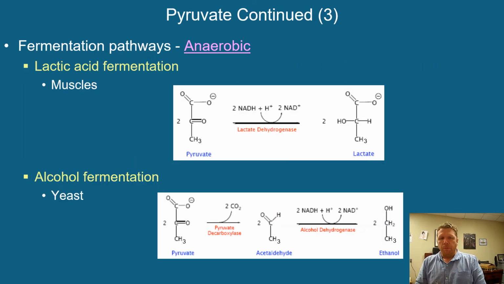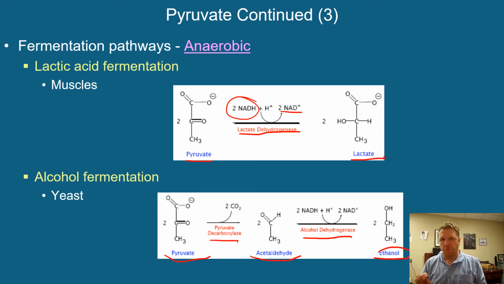Our homolactic fermentation is done in the muscles. This is done by an enzyme known as lactate dehydrogenase, where we're going to take pyruvate and NADH to produce NAD+ and lactate. Our alcoholic fermentation, which is done in yeast, is going to take pyruvate. It's going to decarboxylate it to make acetaldehyde. It's going to dehydrogenate it to make ethanol using the enzyme alcohol dehydrogenase.